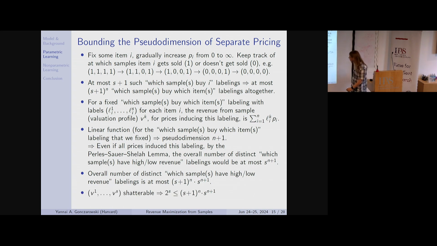And since we said that the set we started with, V1 through Vs, is shatterable, we have that 2 to the S, which is all the possible high-low combinations, and since it's shatterable, all of these you can really get, must be less than the overall upper bound that we have found on the possible high-low revenue labelings. And this tells us that S is of order at most n.